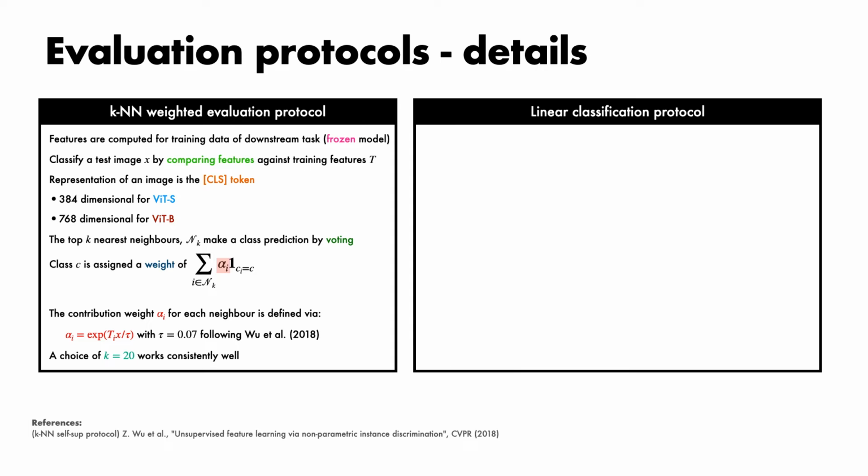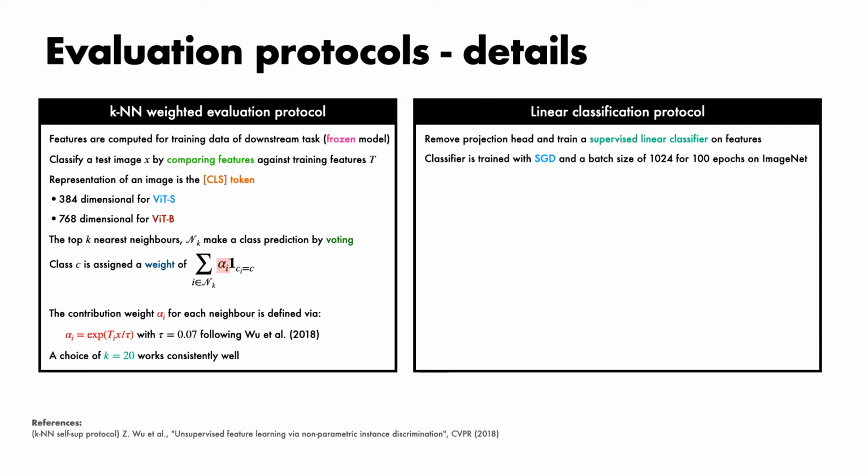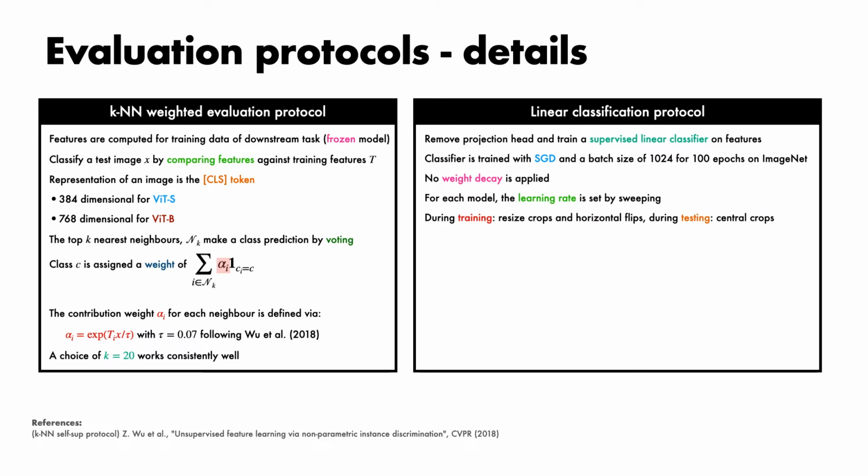The linear classification protocol is slightly more involved. The projection head is removed and a linear classifier is trained with SGD on frozen features with a batch size of 1024 for 100 epochs on ImageNet. No weight decay is applied to the classifier, and for each model the learning rate is set by a hyperparameter sweep. During training, as noted previously, random resize crops and horizontal flips are used, while during testing, central crops are used.